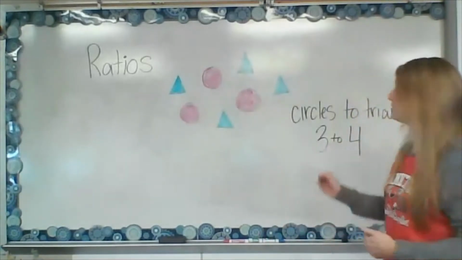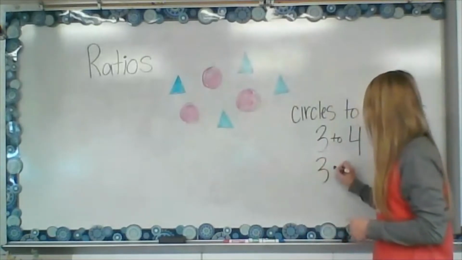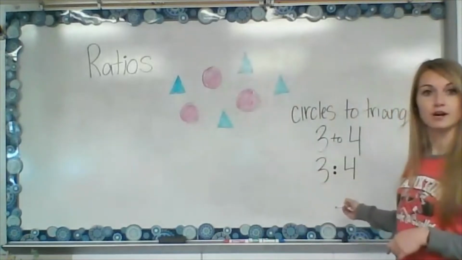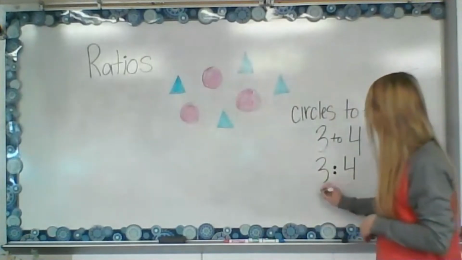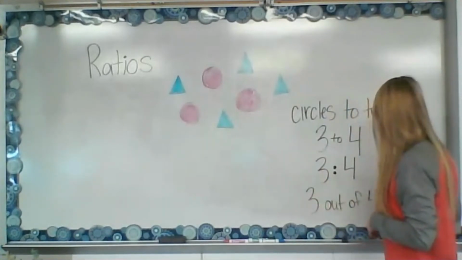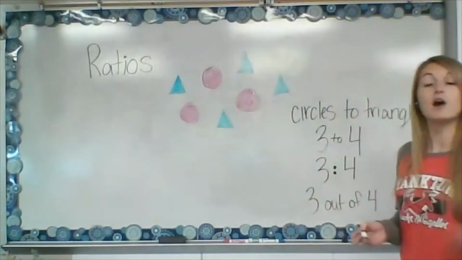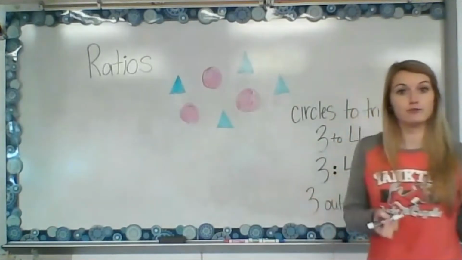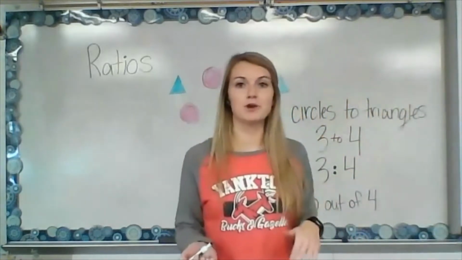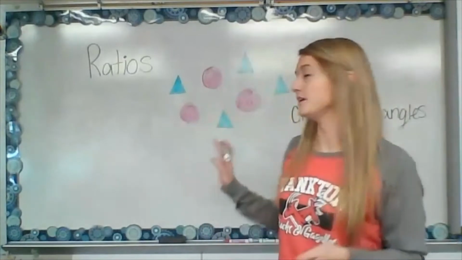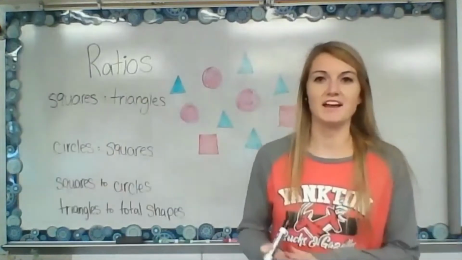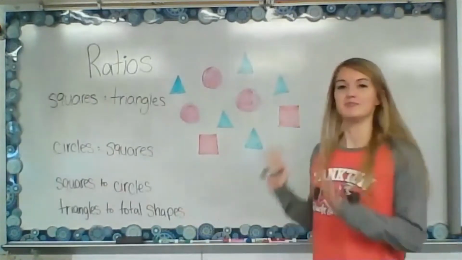Other ways you can write ratios is sometimes we write them with a colon in the middle. So 3 to 4. Sometimes it's written 3 out of 4 is another way to do it. Another one is 3 for every 4. There are lots of different ways that we can say and write out ratios. I'm gonna erase this, put a few more examples up here so you kind of see what I'm talking about. I've got a few more examples up here ready to go.